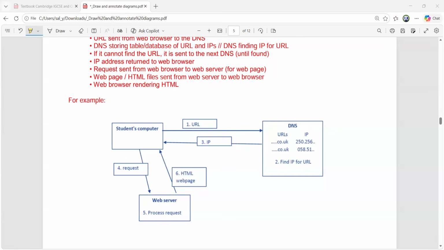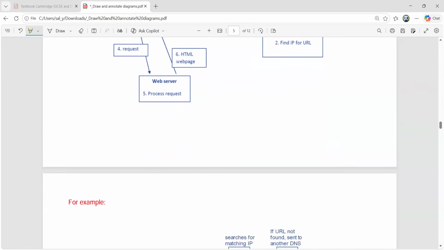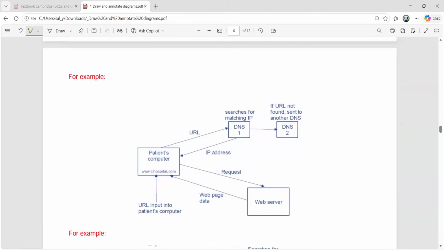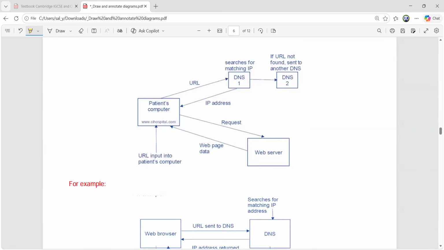Now, this was just one example of DNS. Let's see another example. This is somewhat similar to what we have in our book. Now, the patient's computer, or you can say the web browser, is going to be connected, sending the URL to DNS server 1. DNS server 1 will send it to DNS server 2. And if the URL is not found, it's sent to another DNS. And then the equivalent IP address is returned. So this is what you can see drawn here.